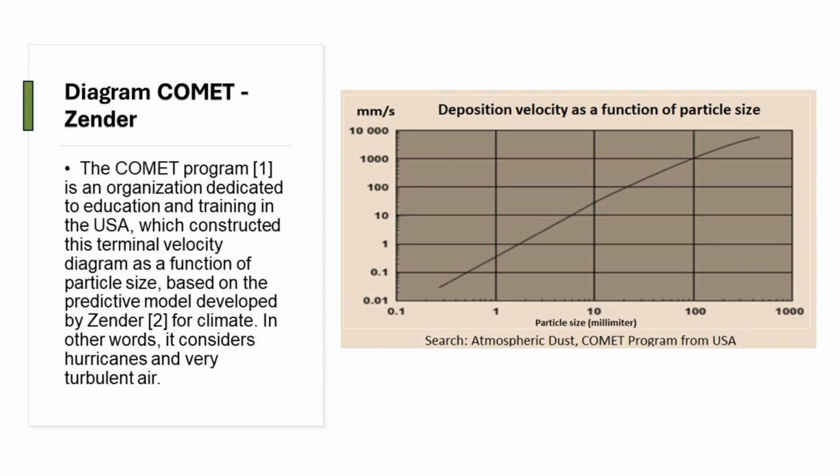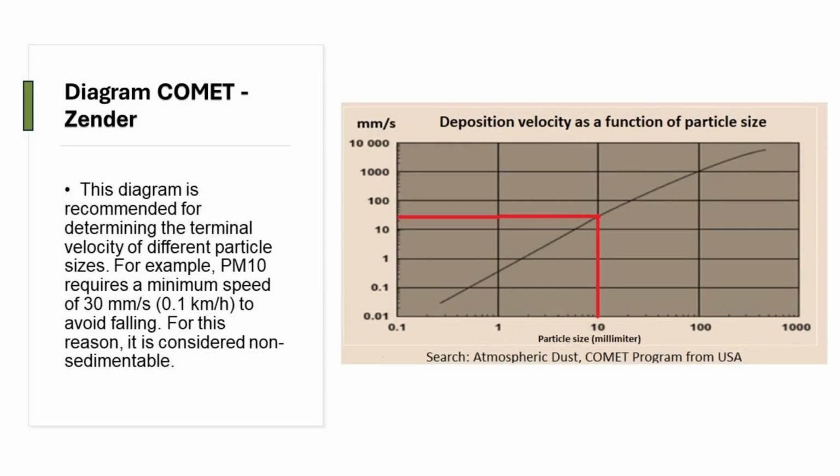The COMET program is an organization dedicated to education and training in the USA, which built this diagram of limit velocity as a function of particle size, based on the predictive model developed by Zender for the climate. That is, it considers hurricanes, very turbulent air. This diagram is recommended to obtain the limiting velocity of different particle sizes. For example, the PM10 requires a minimum speed of 30 mm per second to avoid falling. For this reason, it is considered non-sedimentable.